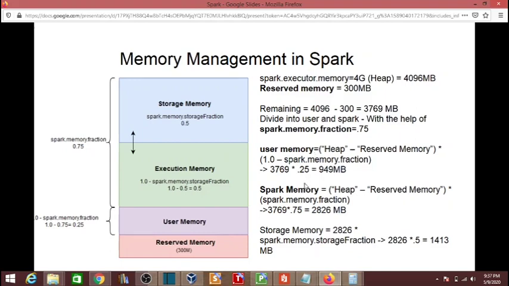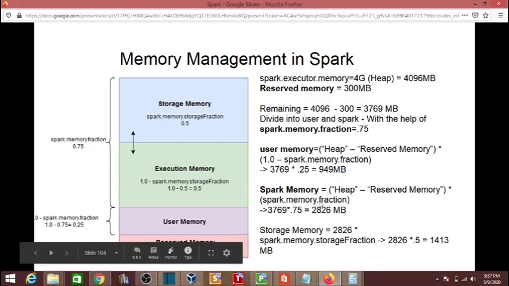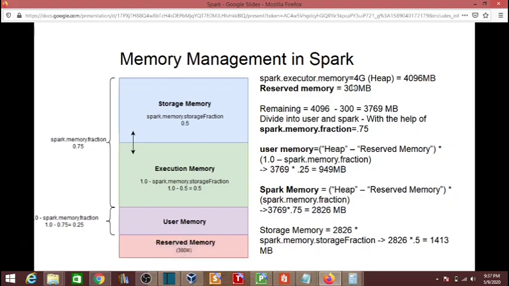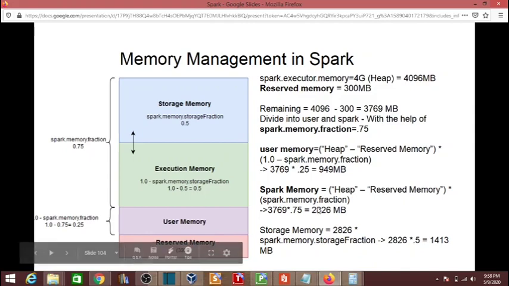Another thing is the Spark memory. Whatever is left is called the Spark memory. So what is the left part? The left part is heap minus reserve memory, so 4096 minus 300, that is 3796, into the Spark memory fraction. So 3796 into 0.75 will be 2847 MB. So you set 4 GB as the Spark executor memory, and Spark is using only about 2847 MB out of 4 GB for its processing. Now this Spark memory will be divided into 2 parts.